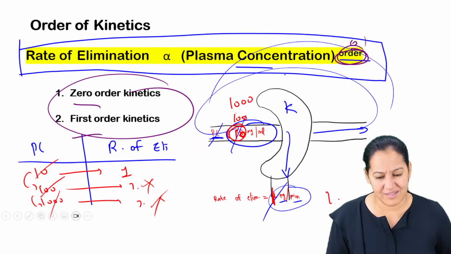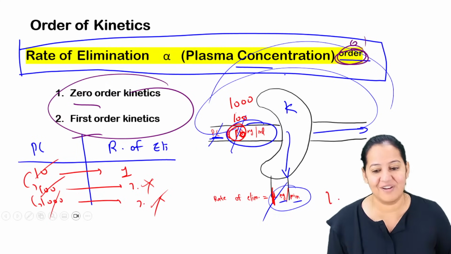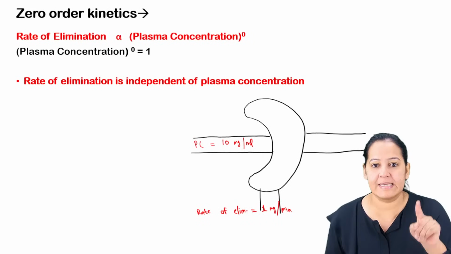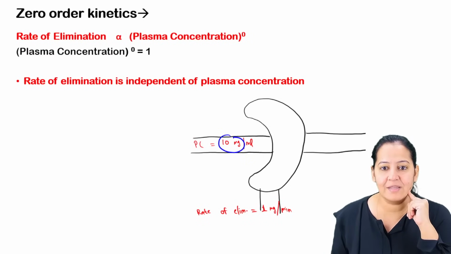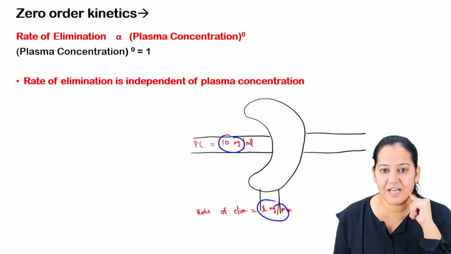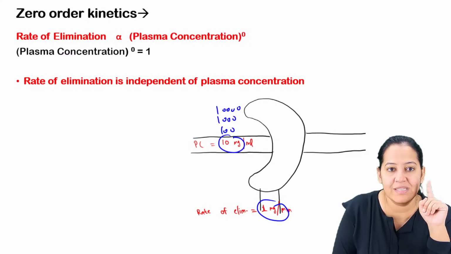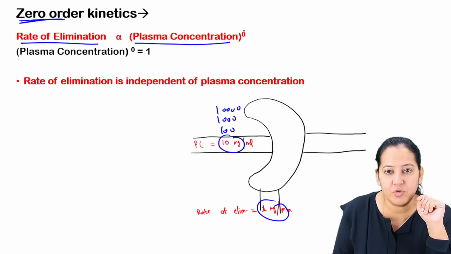You say, ma'am, being a doctor, is it necessary for me to understand? Yes, it's very necessary for you to understand. I will explain why. Listen. Now, if the plasma concentration is 10, the rate of excretion is 1. I said if the plasma concentration is 100 or 1000 or 10,000, if the drug is following zero order, now rate of elimination is directly proportional to plasma concentration to the power 0.